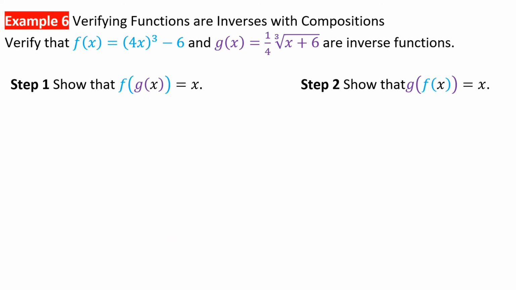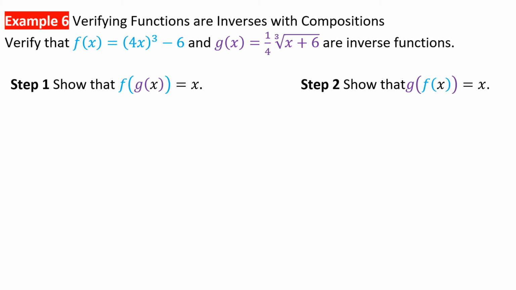In example 6, we're going to be asked to verify that this blue function f of x and the purple function g of x are inverse functions. That means they undo each other. Think about addition and subtraction. Those are inverse operations. Think about the sine and the inverse sine. Those are inverse operations. Well, these are inverse functions. In order for us to verify that these are true, we are going to perform f of x upon g of x and see if x comes out, and then we're going to go in the reverse order.